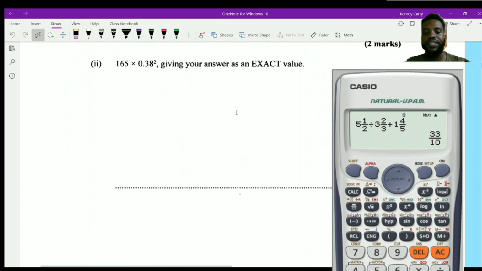1A, part 2. Here's the next reason for you to use your calculator. All right, it does this question nicely for you. So on clearing that, I have 165 multiplied by 0.38 squared. You have a square in your calculator. Simply press the equal sign. That's 23.826. Right. They want the exact value. So you're going to put that there.